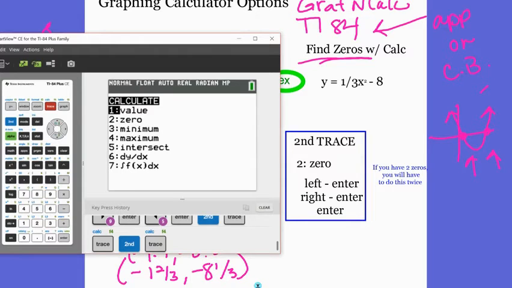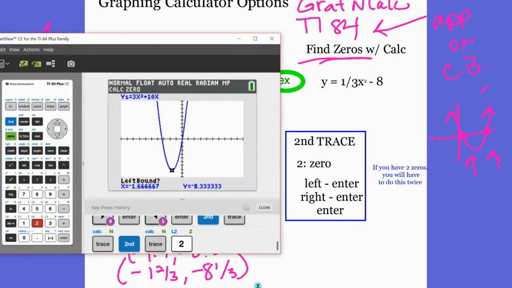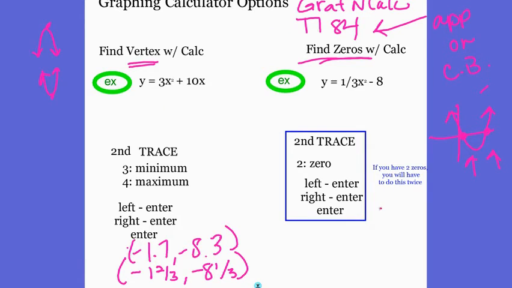So I'm going to choose to find a zero, number 2. And you're going to do that same process where it wants to know a left boundary and a right boundary. So my zero is about there. I'm going to give it a left boundary and a right boundary, and then guess. And I got negative 3 1/3, comma 0. Okay, and then you would do this again for the other one.